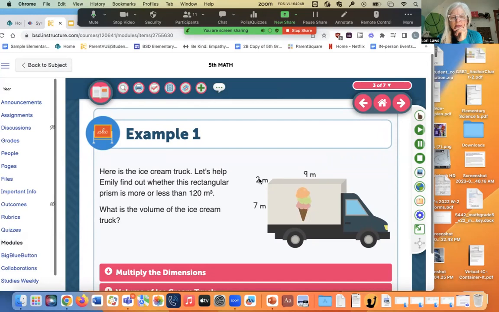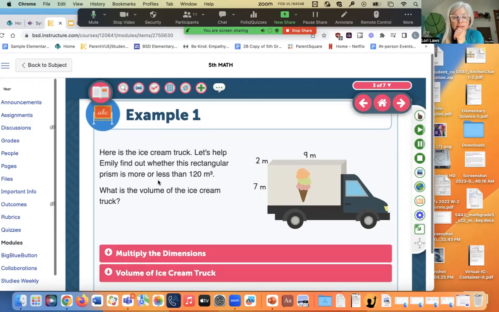Well, in this case, we're going to have 2 times 7 times 9, and it's perfectly fine to use a calculator, but 2 times 7 is 14. 14 times 9, I'm going to split the 14 up into 10 and 4. 10 nines is 90, and 4 nines is 36. 90 plus 36 is 126. Which is more than 120.